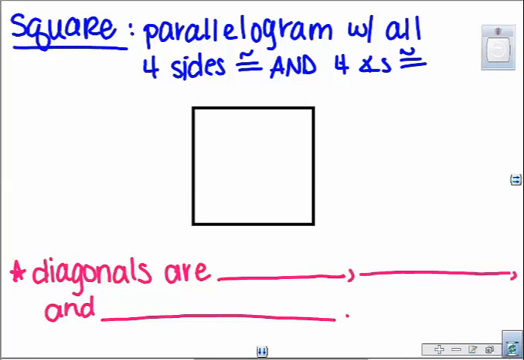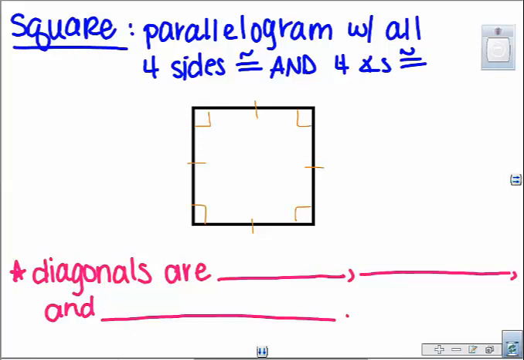Okay, the square has all four angles congruent, they're 90, and all four sides. It's the product of a rectangle and rhombus. So a square is a rhombus, a square is a rectangle. You can think of those in your family tree. The square is the baby, and the rhombus and the rectangle are the mom and dad.